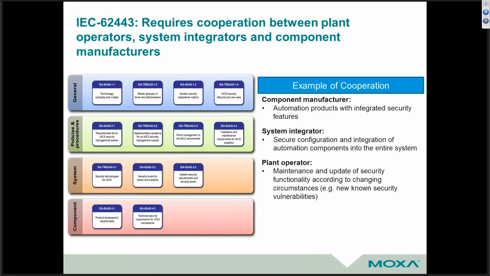And then finally the plant operator. So their responsibility is the maintenance and the update of the security functionality according to changing environments and circumstances. So being able to periodically look at their devices, find out if there are new security vulnerabilities, and then patching them. So you can see this whole thing doesn't work if one layer is missing or one layer chooses not to participate. It really requires cooperation.